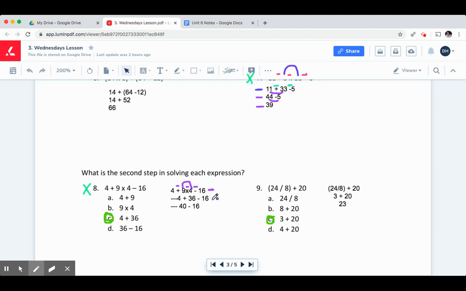And then we'll rewrite our expression. 4 plus 36 minus 16. So now, to help us answer our question, we need to figure out what is the second thing you will do to solve. Well, now we only have addition and subtraction, so I know I should solve from left to right. So the second step in solving would be to do 4 plus 36. So our answer would be C, because the second thing we solved was 4 plus 36.